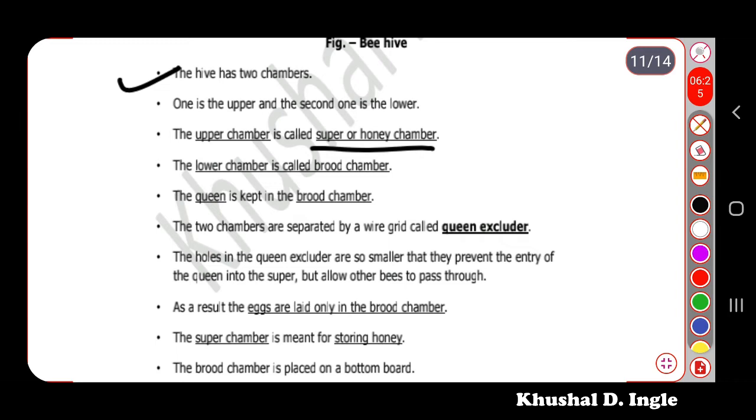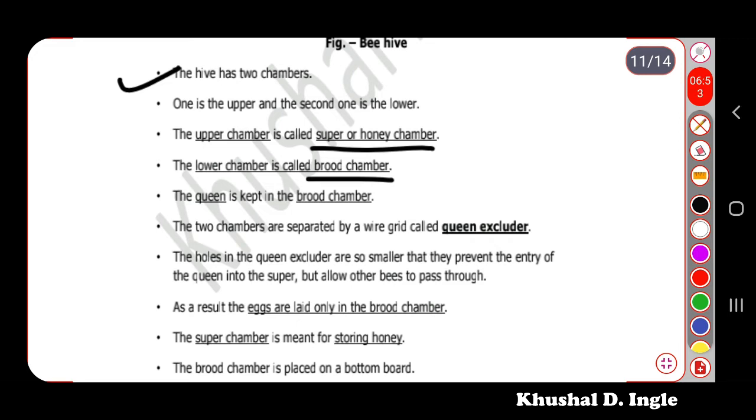From the upper chamber we will receive the honey. Then the lower chamber is called the brood chamber, where the queen will lay her eggs and from which the young ones will come out. So again I repeat, this hive has two chambers, upper chamber and lower chamber. The upper chamber is called the super or the honey chamber and the lower chamber is called the brood chamber.